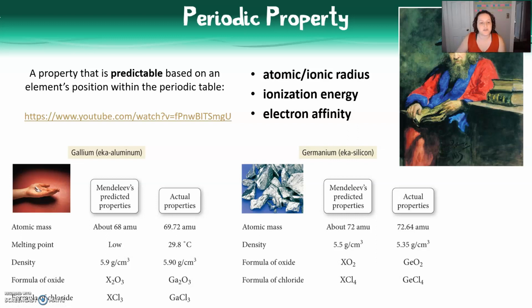Mendeleev was able to predict the atomic mass, melting point, density, and other properties of these undiscovered elements based on their position in his periodic table and the known properties of the elements nearby. In some cases, he accurately predicted properties for elements that wouldn't be discovered for another 70 years. If you want to hear more on this, you can watch this short video that I've linked to here on this slide.